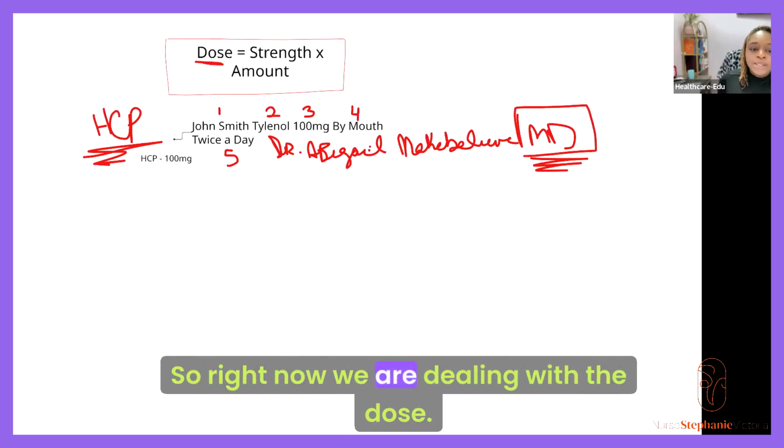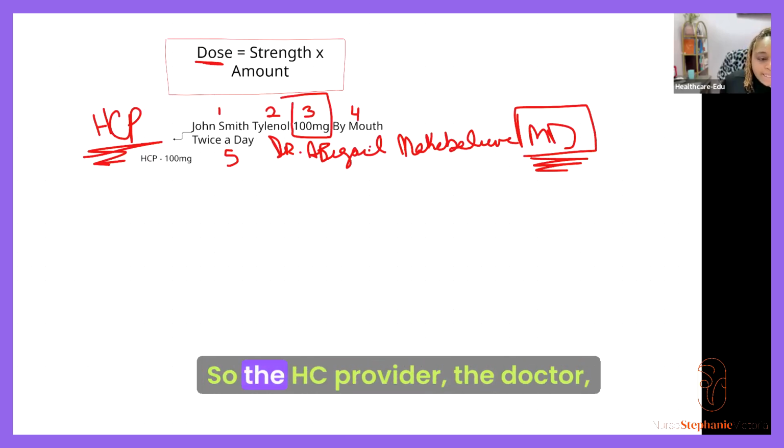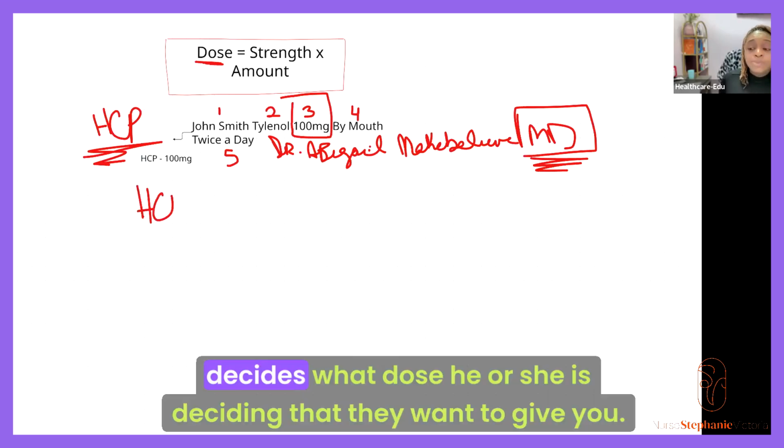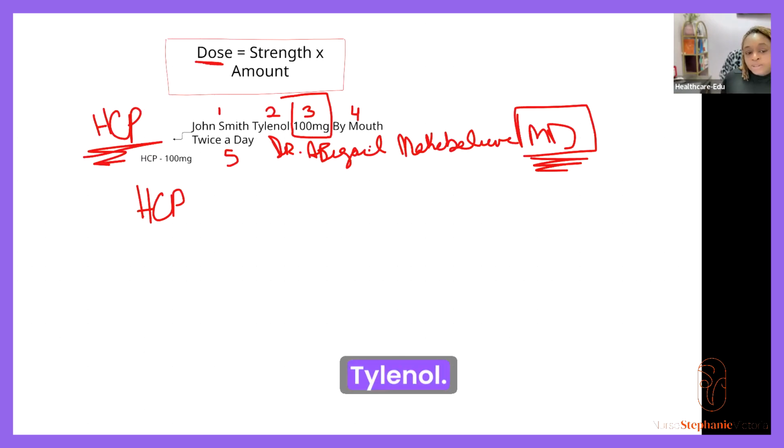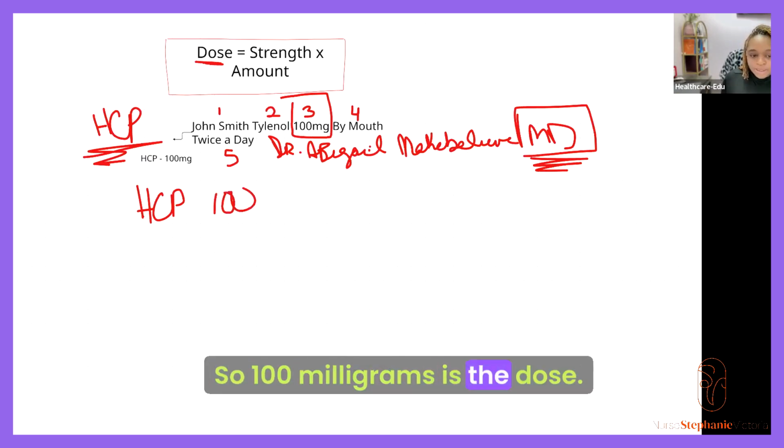So right now we are dealing with the dose. So the HC provider, the doctor, decides what dose. He or she is deciding that they want to give you 100 milligrams of Tylenol. So 100 milligrams is the dose.